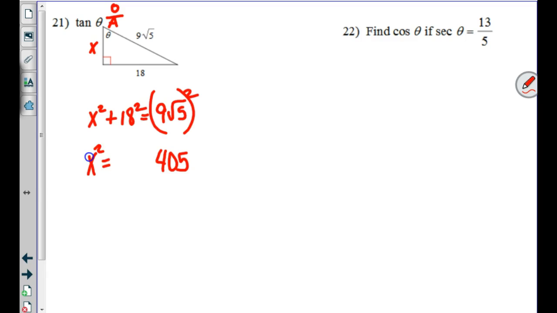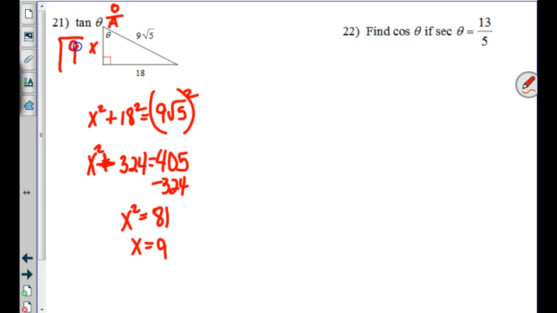And this was 324. So if I subtract, I square root and I get 9. So what is the answer to the question here? Opposite over adjacent is 18 over 9, or just 2.